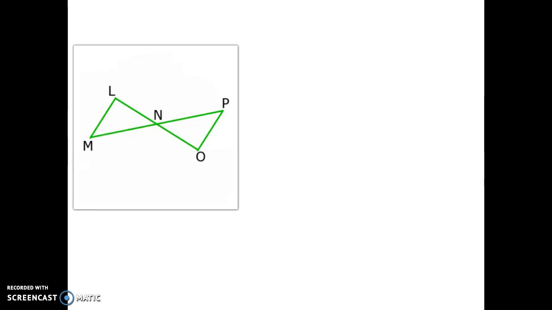This question says, if we are proving the triangles are congruent using angle, side, angle, for the figure below, what additional information is needed other than angle MLN is congruent to angle NOP? So let's write down my given. I know that MLN, which means this angle here, is congruent to NOP, which means this angle here. This is congruent to this. What other information do I need in order to prove angle, side, angle? So we're looking for an angle, a side, and an angle.